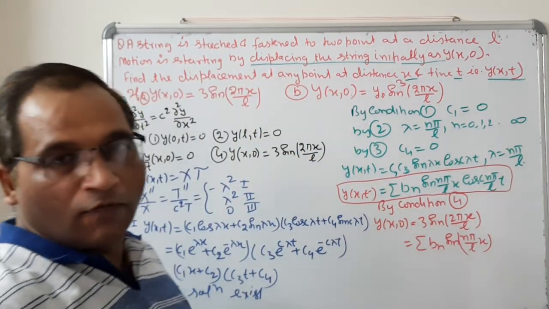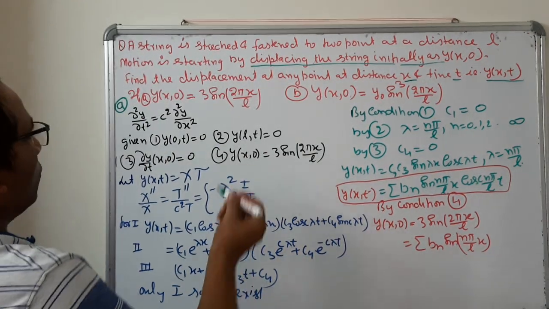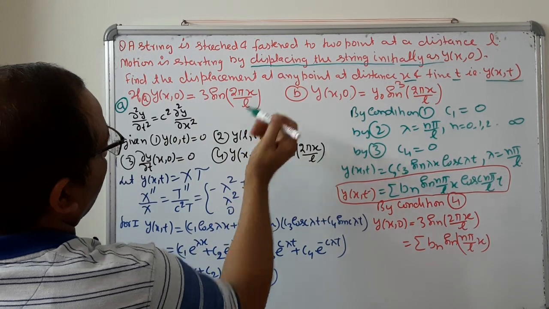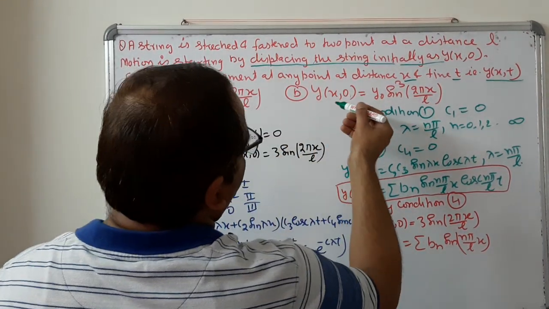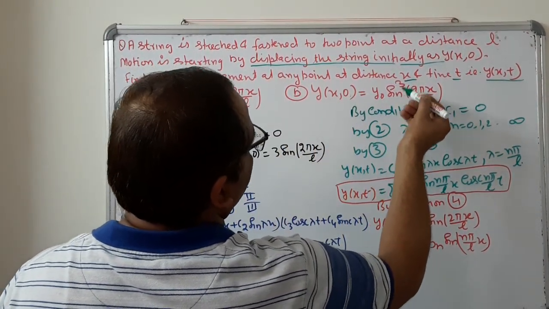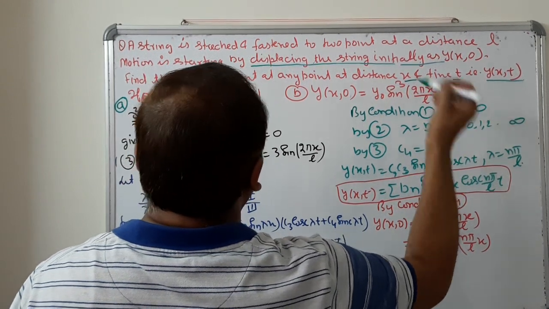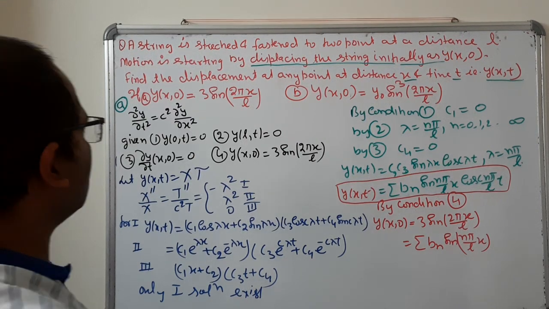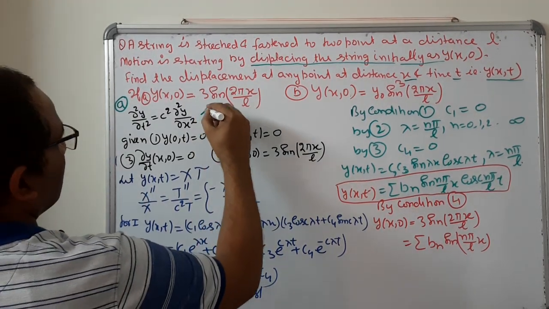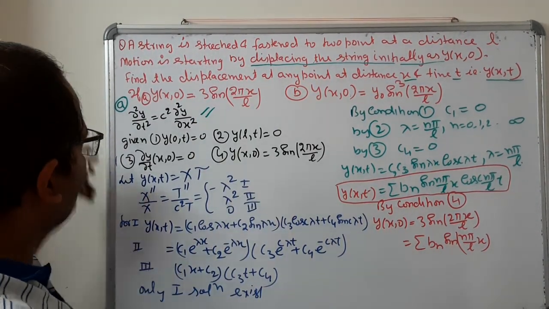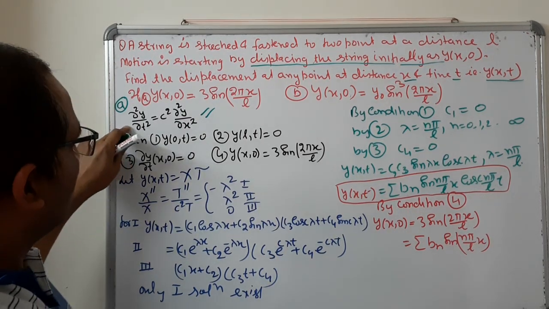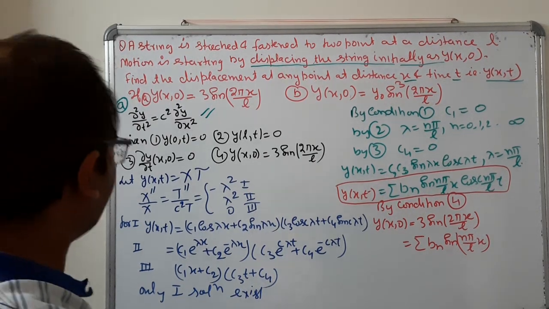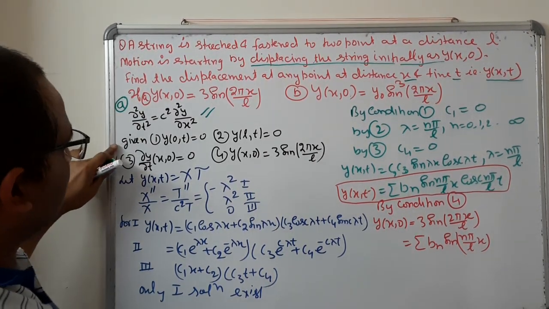In all the questions we have to find y of x,t, right? So in this case two questions are given. y of x,0 is 3 sin(2 pi x upon L), and the second one is y of x,0 is y0 sin cube(2 pi x upon L). These two questions are given. So first we take the first question. First you write this wave equation, del square y upon del t square is equal to c square del square y upon del x square. First write this equation. Now write all four conditions.